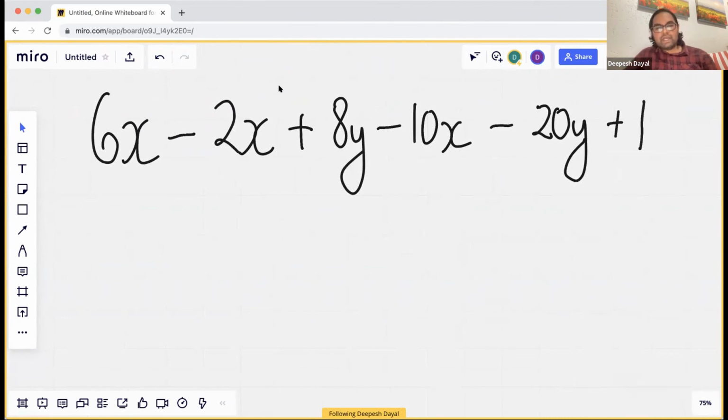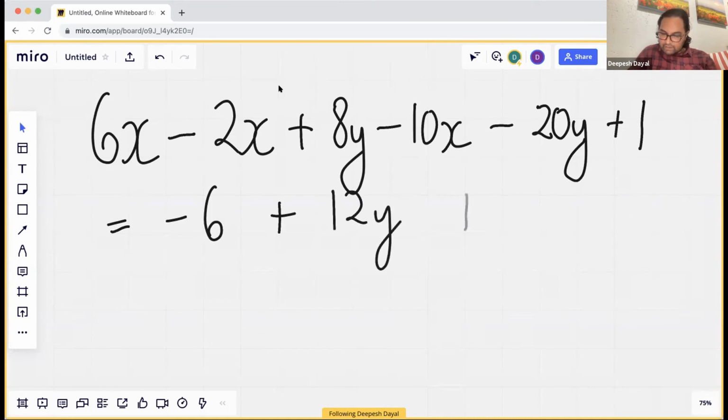Six x minus 2x plus 8y minus 10x minus 20y plus 1 equals negative 6 minus 12y plus 1. Negative 6 plus 12y plus 1. No, negative 6 minus 12y. Negative 6 minus 12y plus 1.